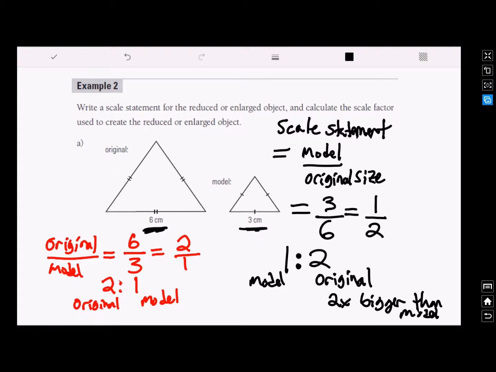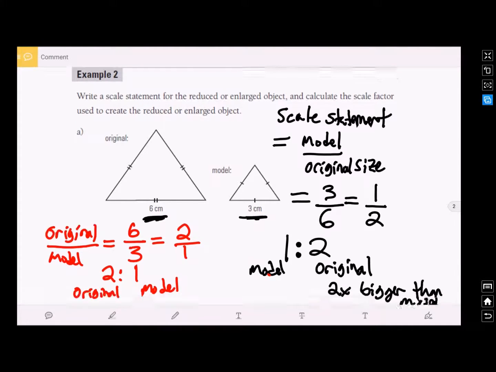It's just that the numbers are switched. Here we have, in the black, model to original, so 1 to 2. In the red, we have original to model, 2 to 1. So it's basically the same, it's just the numbers are slightly different. Okay? So if you mess up the equation and you did original over model, no big deal. It'll actually still give you the exact same answer, just in a slightly different form. Okay, let's go through another example.